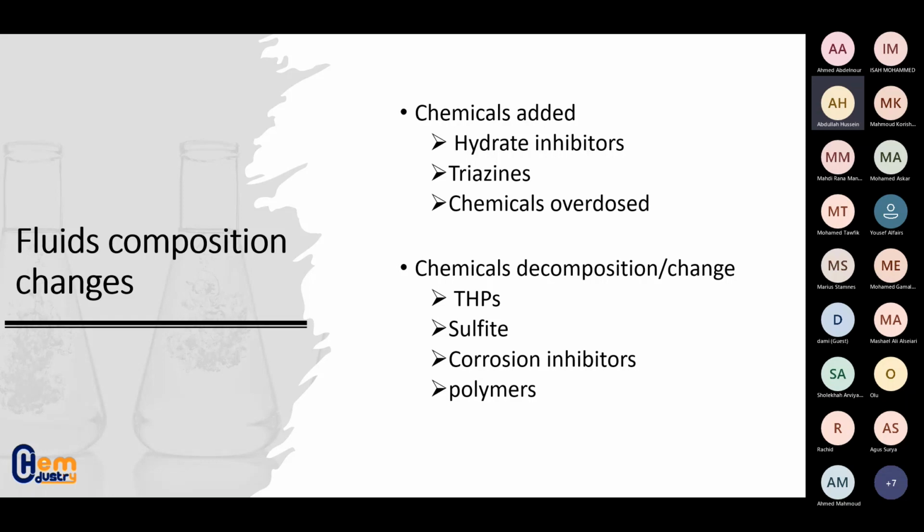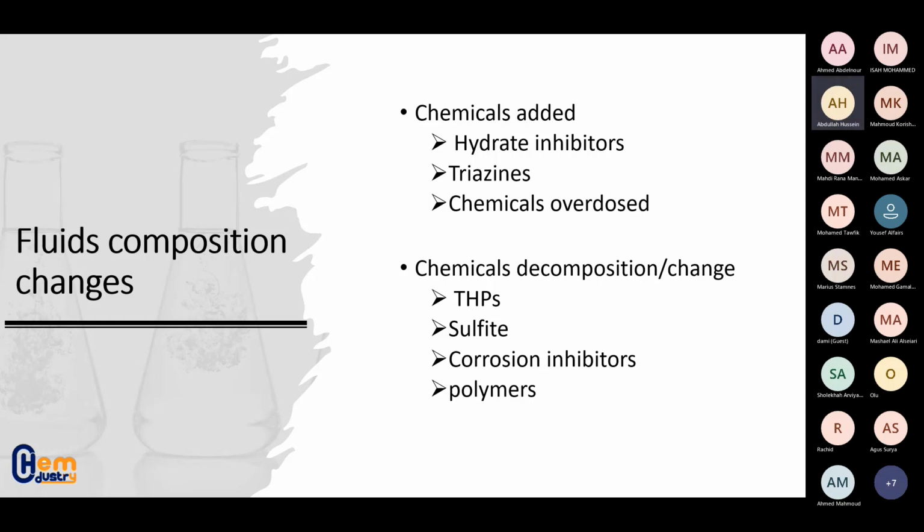Or the other way is when the chemical can change in a physical reaction, in a biochemical reaction, or by the effect of the high temperature and pressure. So, for example, we have the THPS. This can be a source of sulfate. The bisulfite can be a source of sulfate. These can form sulfate scale after that. And also, we have some corrosion inhibitors that can decompose in the system, and then they can form H2S, and then will cause corrosion and iron sulfide scale formation.